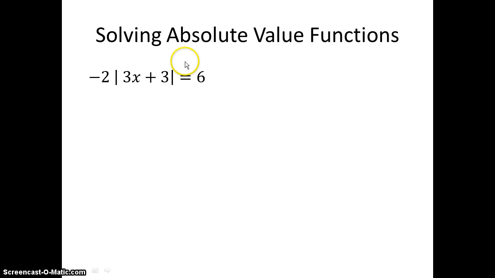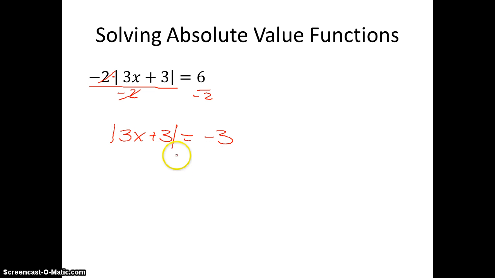All right, something a little bit more complicated here. We have something multiplied to our absolute value. So in this case, our absolute value is not by itself yet. And I have to get rid of my negative 2. Now my negative 2 is being multiplied against it, so to get rid of it, I'm going to divide both sides by negative 2. So these will cancel out right here. That gives me an absolute value of 3x plus 3 equals 6 divided by negative 2, which is negative 3.